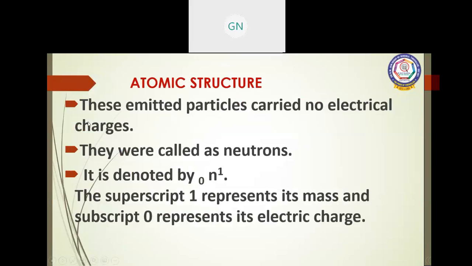These emitted particles carried no electrical charge and they are called neutrons. It is denoted by the symbol N. This one represents the mass and this 0 is the electric charge. So there is no charge for the neutrons.